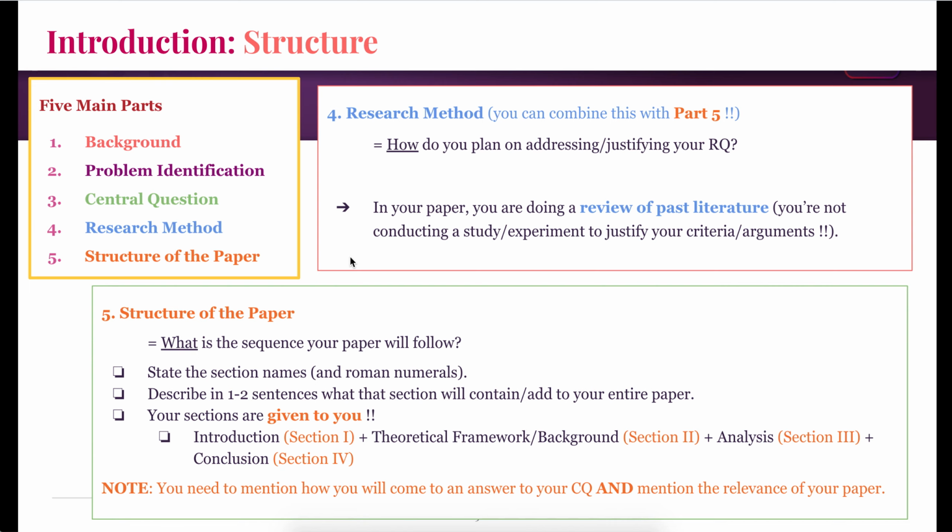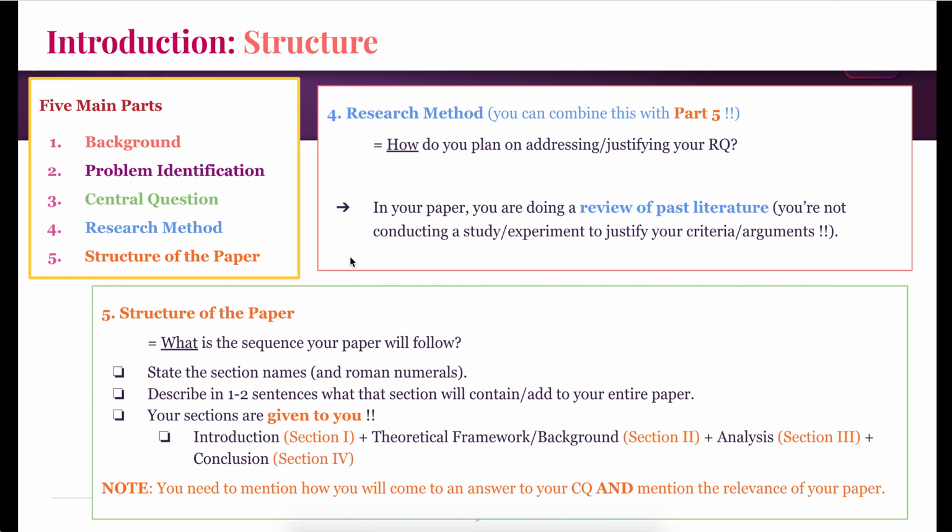So what is the sequence that your paper will follow? You need to make sure that you state your section names with Roman numerals and describe basically each section in about 1 to 2 sentences: what that section will contain and what it's going to actually add to your paper. Like, how is it going to further enhance the reasoning or further answer your central question. Again, your sections are given to you. They told you you need to have an intro, theoretical framework, analysis, and conclusion. So you have 4 main sections.